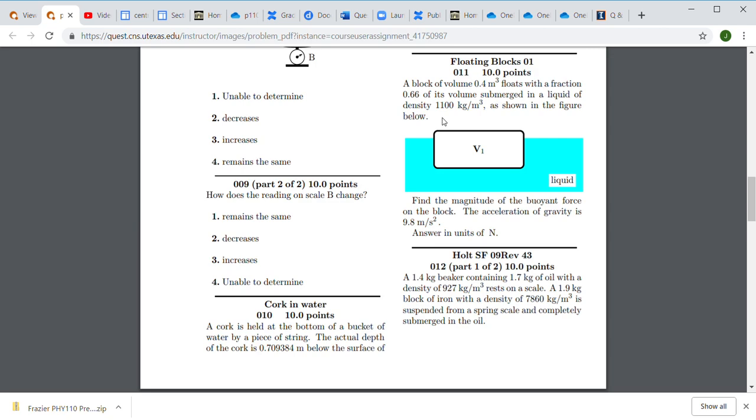liquid displaced, or the fluid displaced, and we can get that by taking the volume of the fluid which is displaced, which is 0.66 times 0.4 cubic meters, times the density of the fluid, which is 1100 in SI units. That would be the mass of the water displaced, or the fluid displaced, and then multiply by little g to get the weight of the fluid displaced. That would be the magnitude of the buoyant force.